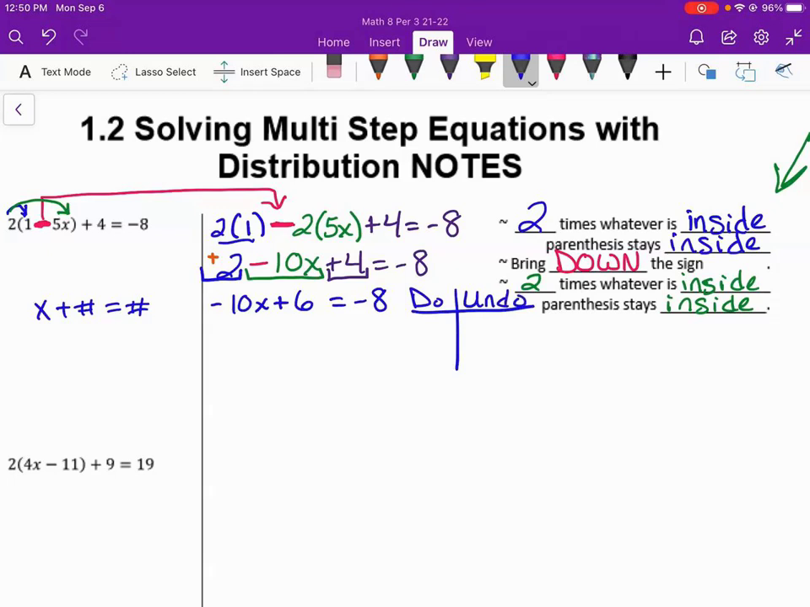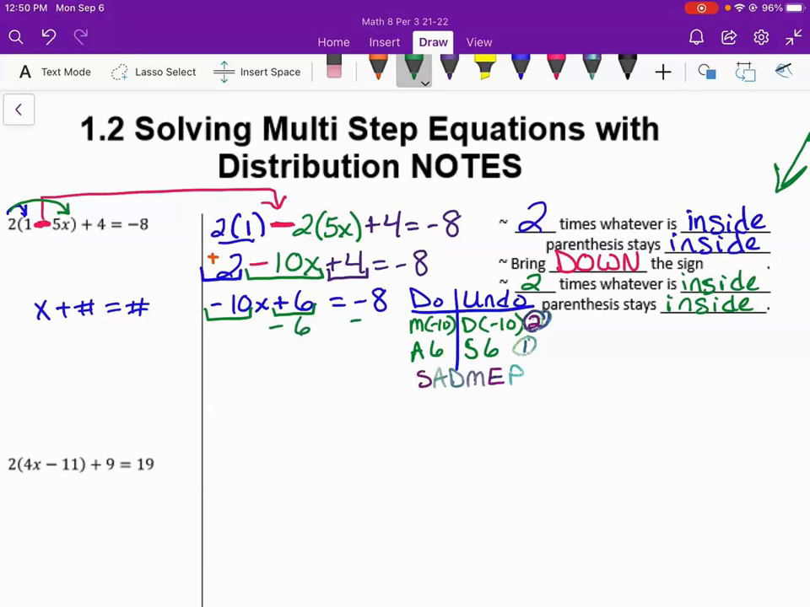So we come over here and we do our do and undo, which is what we've been doing this whole time. So what's going on with each number on the same side as the variable? So -10, we have multiply by -10. So how do I undo multiply? I do division. Then I have add 6. So I undo by doing subtract 6. And we're always using SADMEEP. So which one comes first? Subtraction's going to come first. Then division.